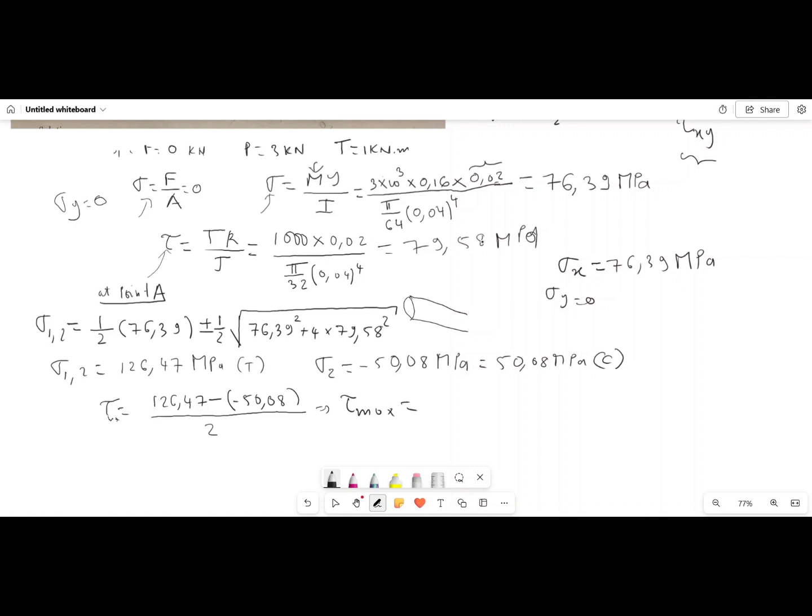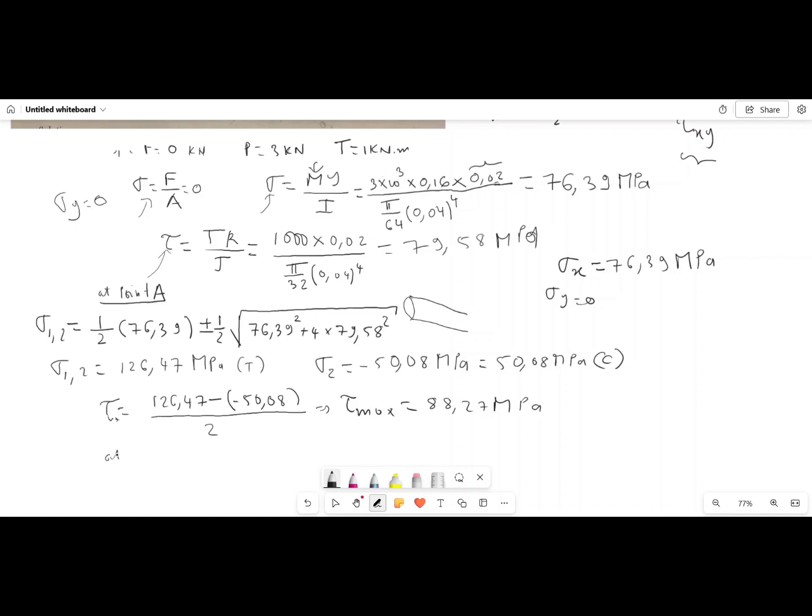They got 88. I'm not sure what the mistake is. I'm also getting 88, I didn't divide by 2. So it's 88,27 MPa. Now, my brother, that is what's happening at point A.